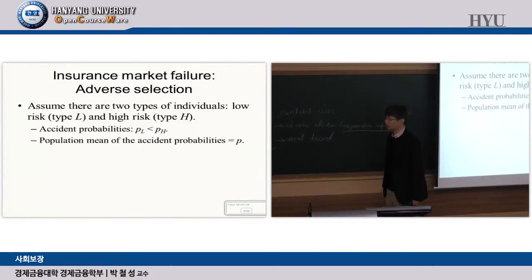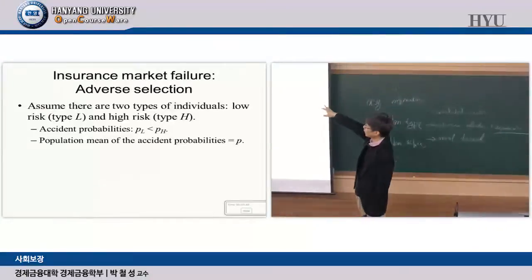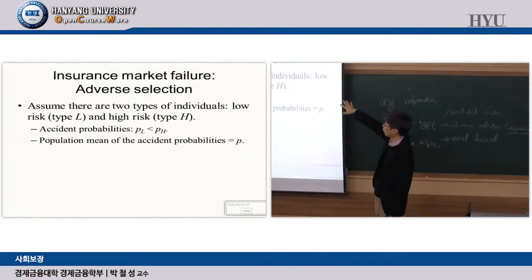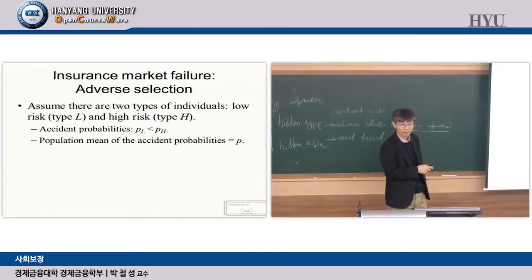First, let's look at adverse selection. It's a hidden type. So we define two types. One is the low risk type, and the other is called the high risk type. Low risk type has a lower probability of accident. High risk type has a higher probability of accident. So you can think of this one as a careful driver, and this one as a careless driver.